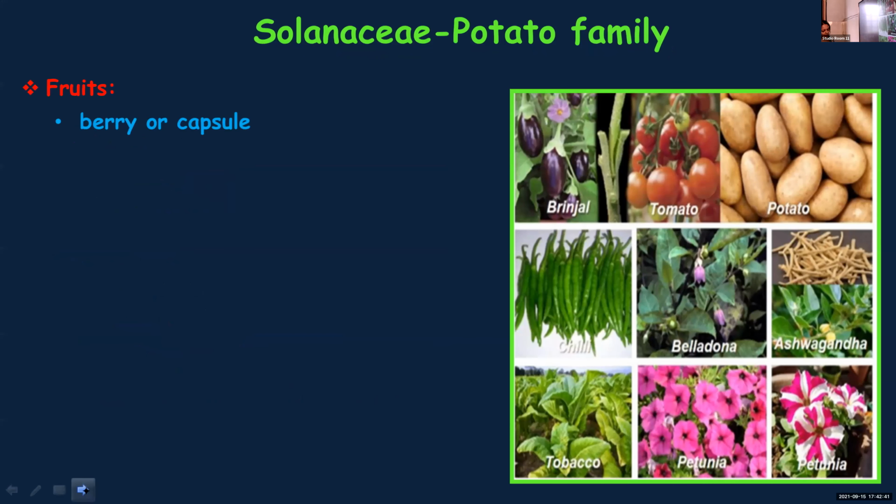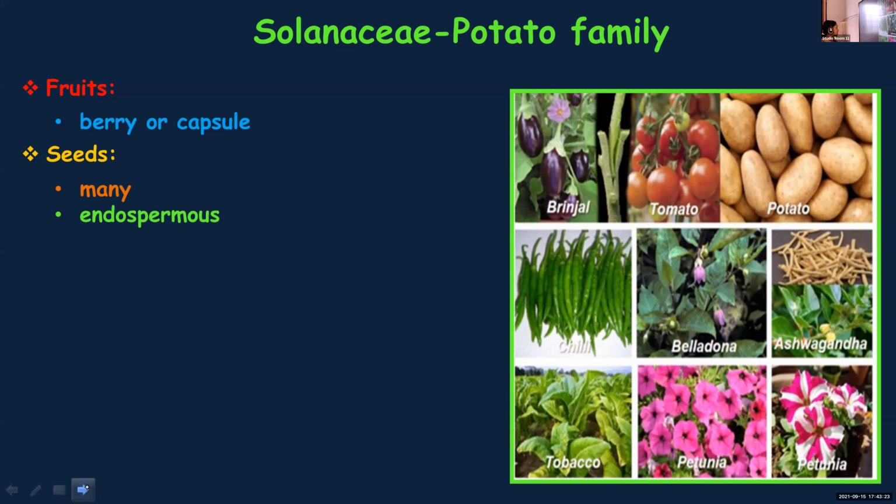Now coming to the next part, fruit. Fruits of this particular family can be either berry or capsule. Capsule is a dry fruit which will split open once it is fully matured, or it can be berry. Berry is a small pulpy fruit. Berry means it will be very soft, juicy, pulpy fruit, which is mostly edible, and capsule will be dry fruit and it will split open when it is fully matured and the seeds will be released. And many seeds are present.